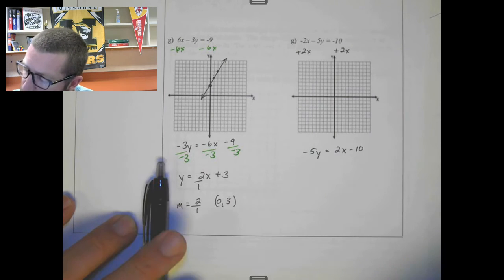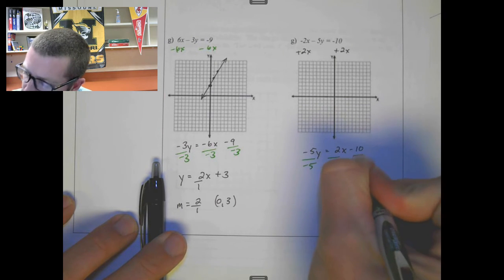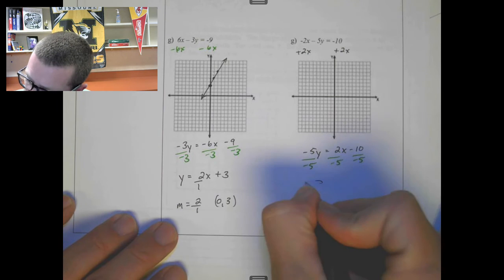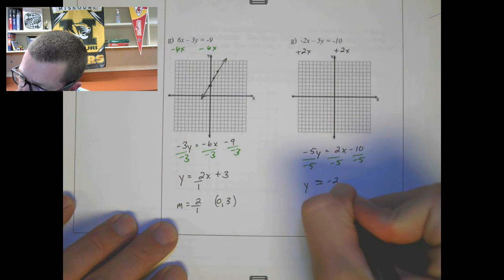And then divide everything by negative 5. And really watch your signs when you divide. So y is equal to negative 2/5 x plus 2.